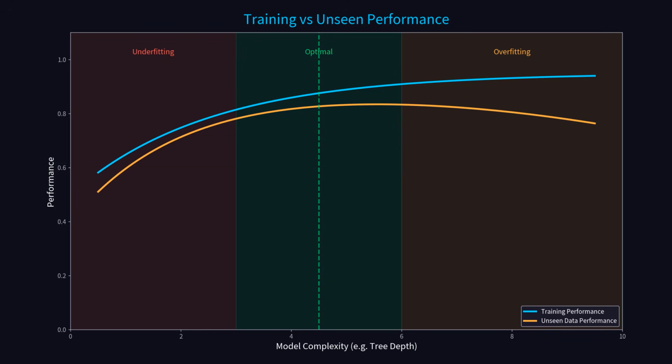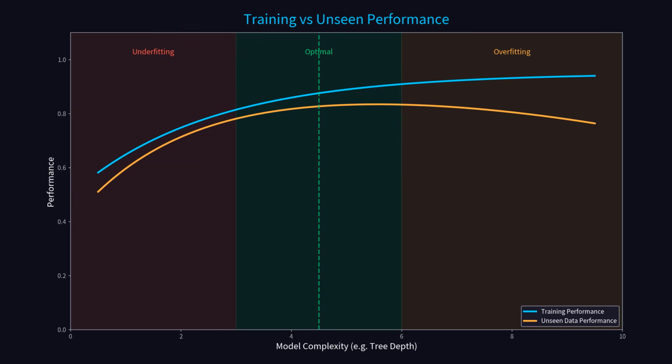Plot model complexity on the x-axis and performance on the y-axis. Training performance generally improves as complexity increases. Performance on unseen data typically rises, reaches an optimum, then falls. We call the regions underfitting, optimal complexity, and overfitting.